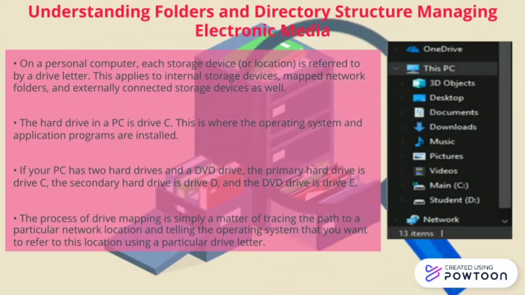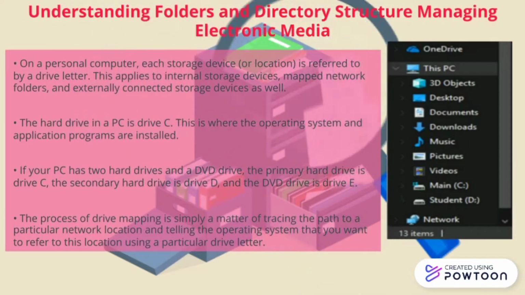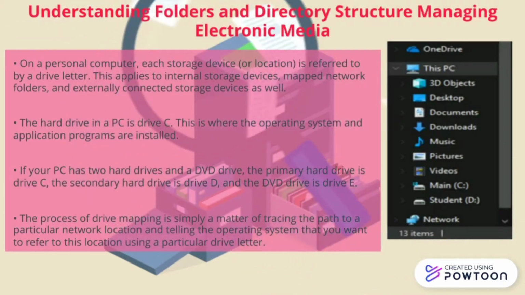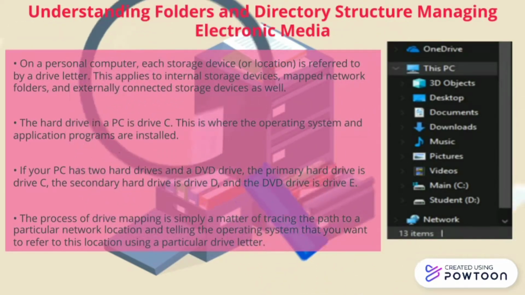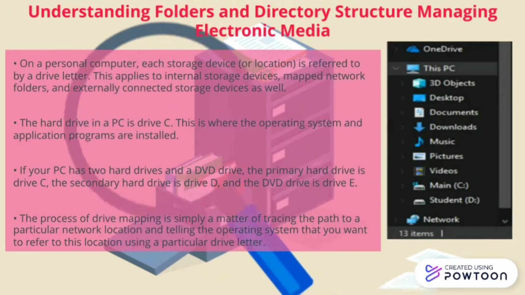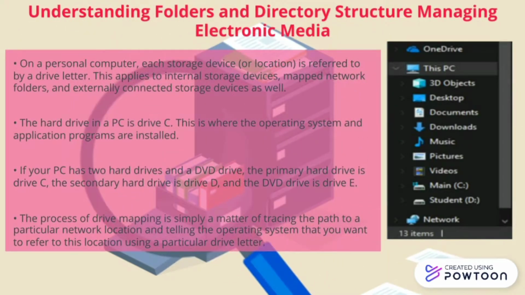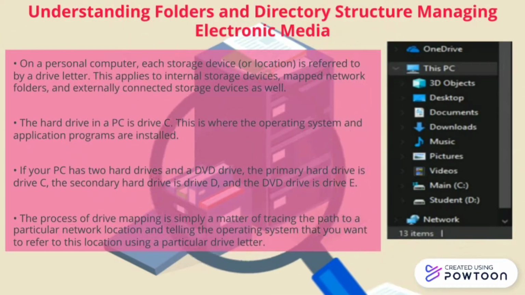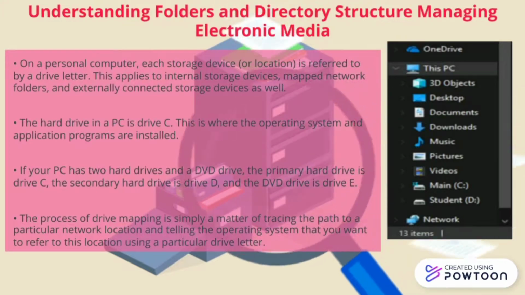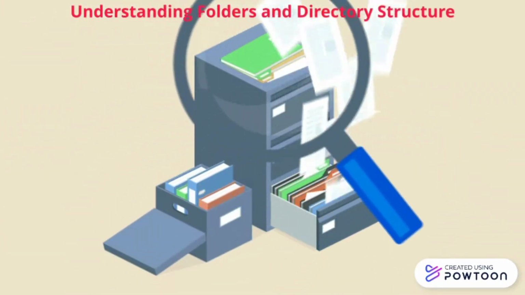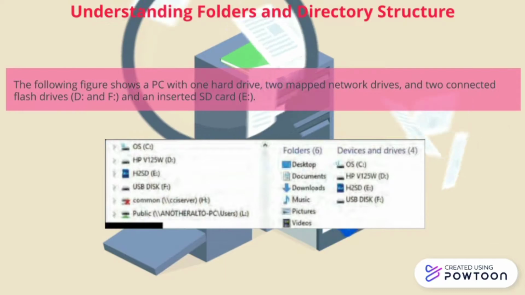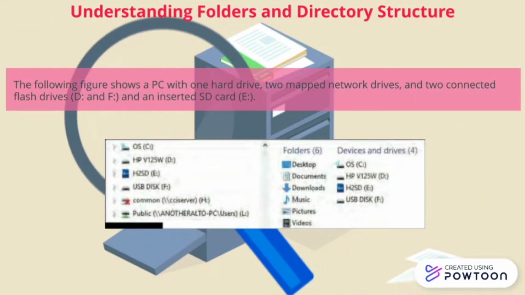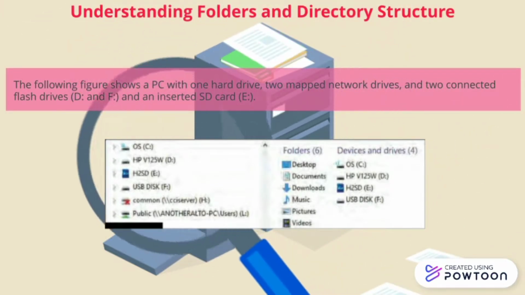If your PC has two hard drives and a DVD drive, the primary hard drive is drive C, the secondary hard drive is drive D, and the DVD drive is drive E. The process of drive mapping is simply a matter of tracing the path to a particular network location and telling the operating system that you want to refer to this location using a particular drive letter. The following figure shows a PC with one hard drive, two mapped network drives, and two connected flash drives, D and F, and an inserted SD card, E.